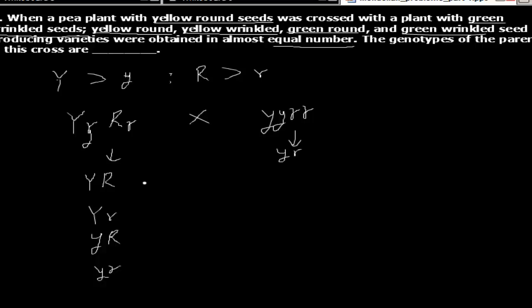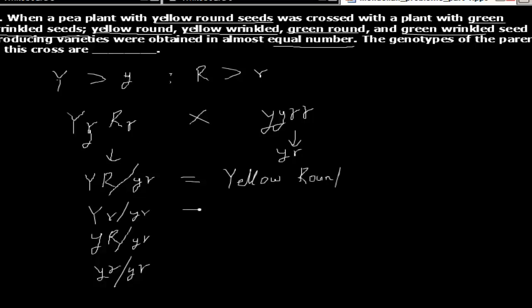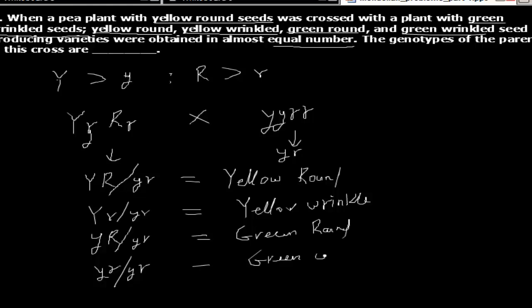If we cross them, then we will get genotypes like YyRr. We can put it like this. So what is the phenotype of this genotypic constitution? It is obvious, it is yellow round. Similarly, what will be the phenotype of this? This will be yellow wrinkled. For this one, this will be green round, and this is going to be green wrinkled. So it is obvious that all of these are going to be produced in the ratio of 1 is to 1 is to 1 is to 1. So it is a test cross ratio.